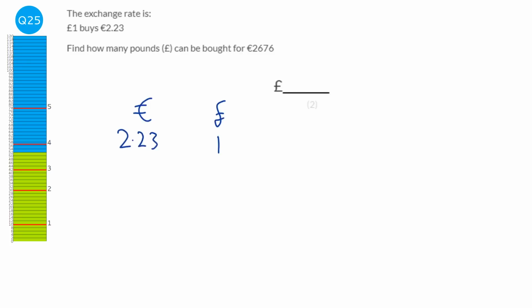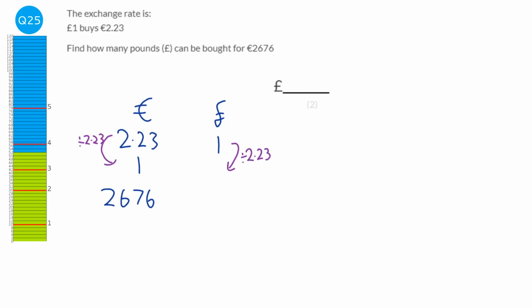In this question we've got euros and we've got pounds, and we're told that £1 is 2.23 euros. And we're trying to understand what 2,676 euros is in pounds. And we're going to do that by finding out what 1 euro is, and then finding out how much 2,676 are. So to get from 2.23 to 1, we divide by 2.23, and we're going to do that on both sides.